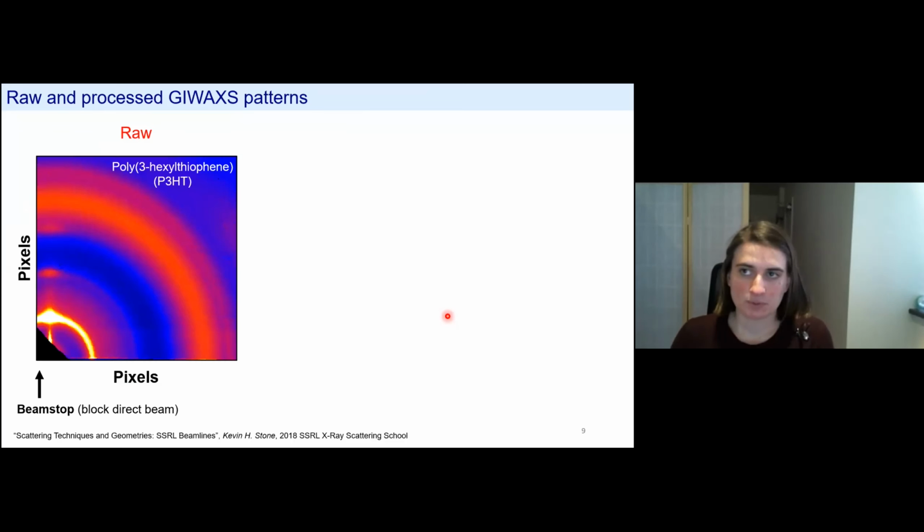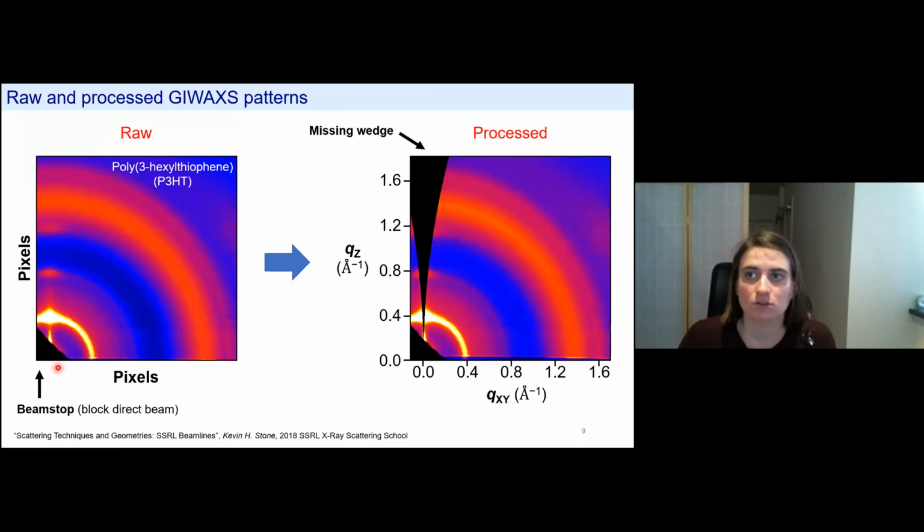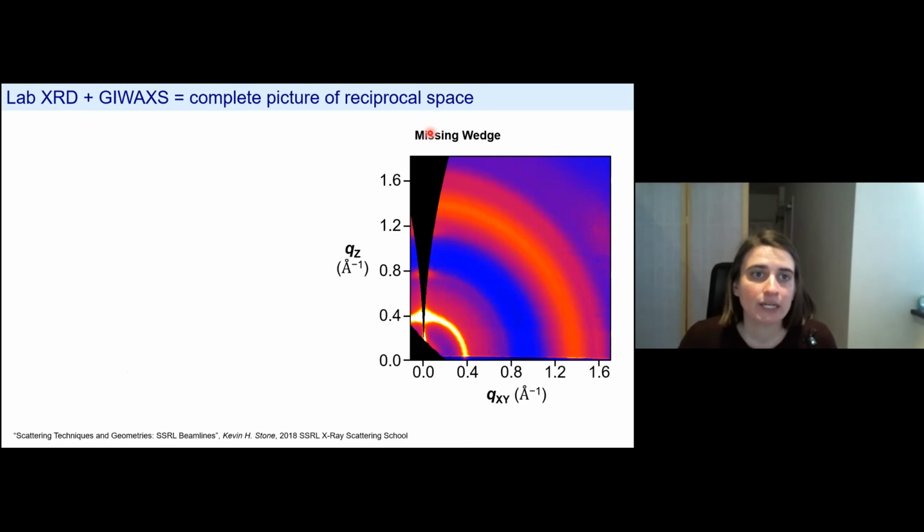So when you take a GIWAXS pattern, so this is poly-3-hexylthiophene or P3HT, which is commonly used in organic photovoltaics, your raw data will look something like this. You may use a nice color scheme like this one to get a pretty pattern, but you will have axes that are in pixels. You will have something cut off by the beam stop, so this blocks the direct beam from saturating the detector. And what you need to do to process the data is convert the pixels to QXY and QZ, and also insert the missing wedge. So this distorts the raw pattern that you obtained to account, but not to worry.